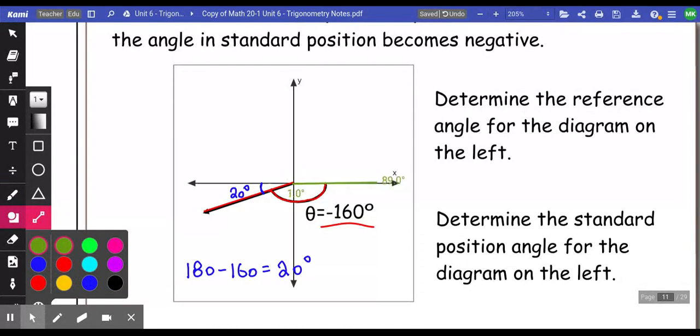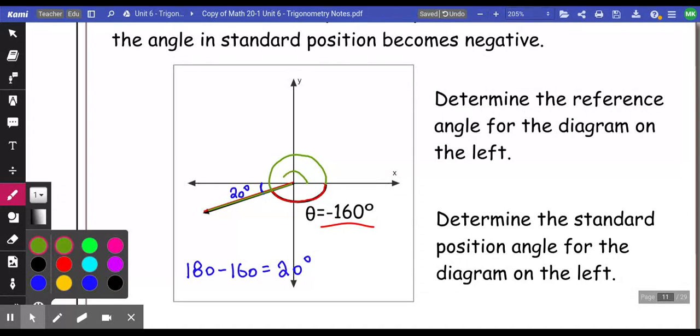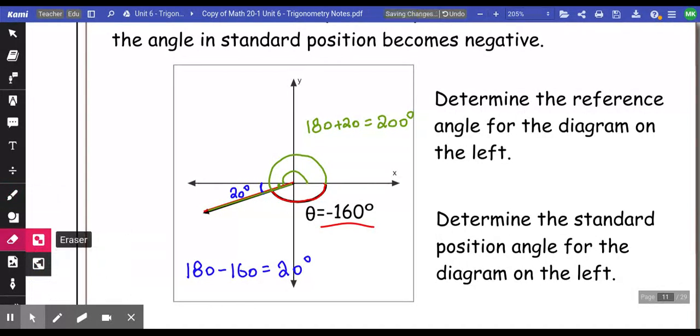Like that. If you wanted to figure out a coterminal angle, or the positive standard position angle, then you need to imagine you went the other way like this. You try to figure out what number would get me from here to there. To do that, I'm going to go, well, this would have been 180, and then I have to go 20 more. So 180 plus 20 would get me 200 degrees as the positive standard position angle.